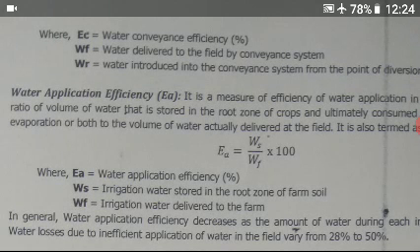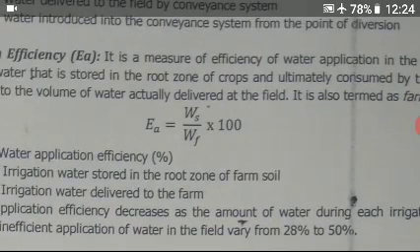Next is water application efficiency EA. It is a measure of efficiency of water application in the field. It is the ratio of volume of water that is stored in the root zone of crops and ultimately consumed by transpiration or evaporation or both to the volume of water actually delivered at the field. It is also termed as farm efficiency.